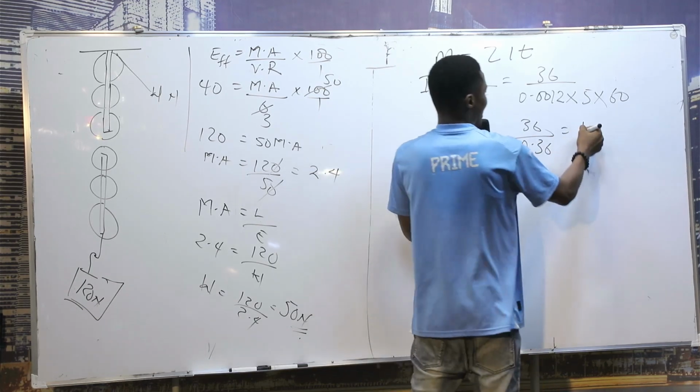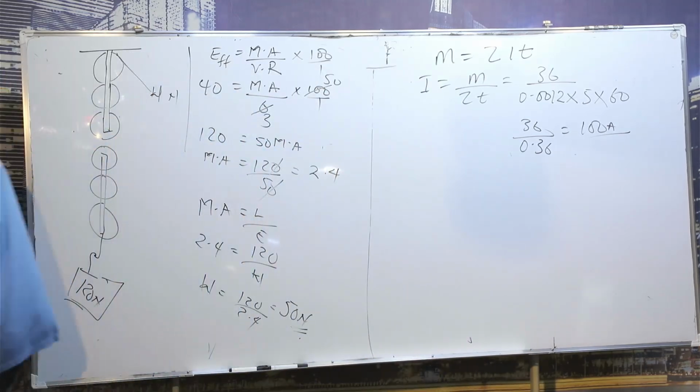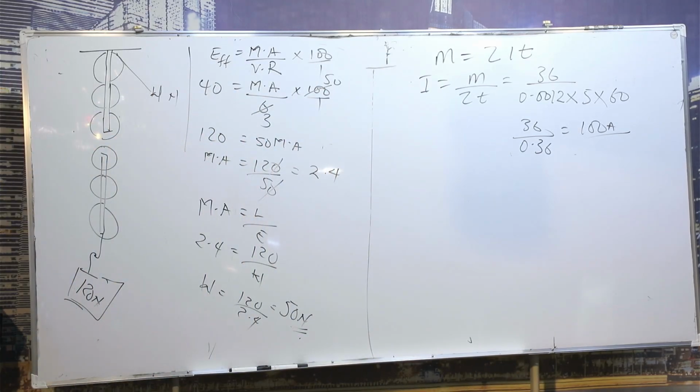0.36. And when I divide, what do I get? I get 100 what? Amps. 100 ampere. That is option B here.